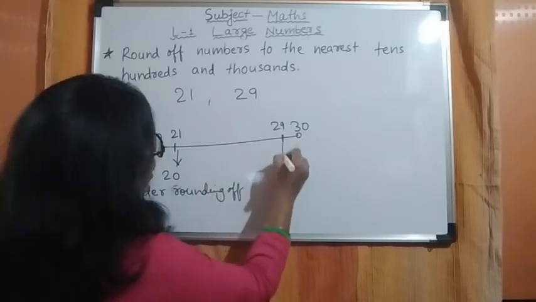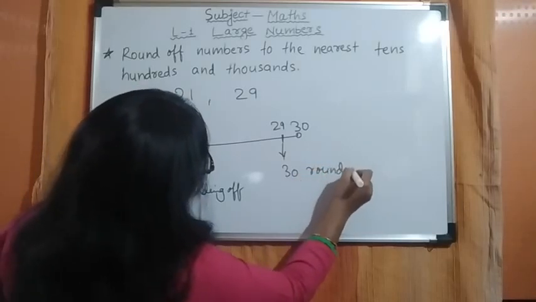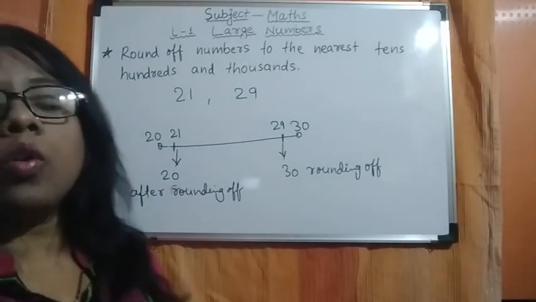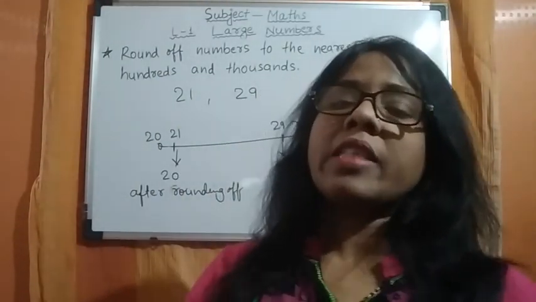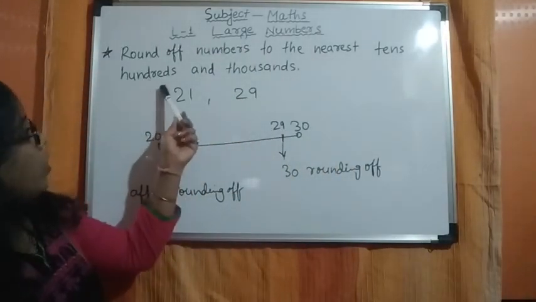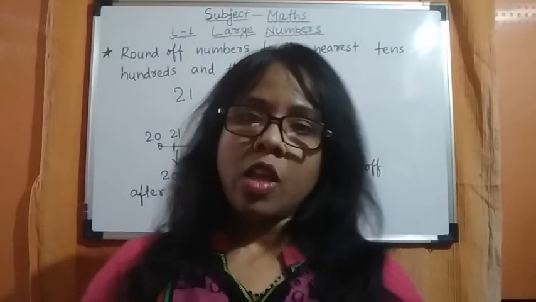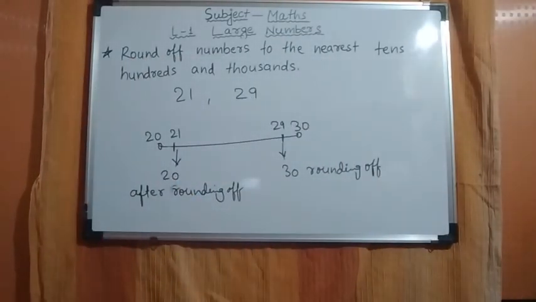And 29 will become 30 after rounding off. So the first thing is that we round off to make our calculation easy. Now the second thing is that you have to round off numbers to the nearest tens. So how can you find out nearest tens? How can you round off?